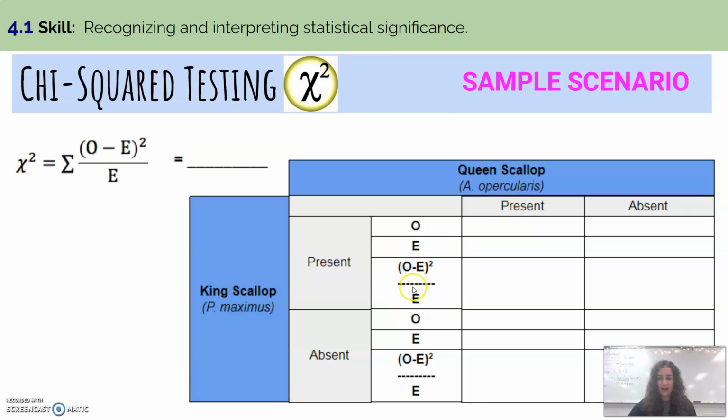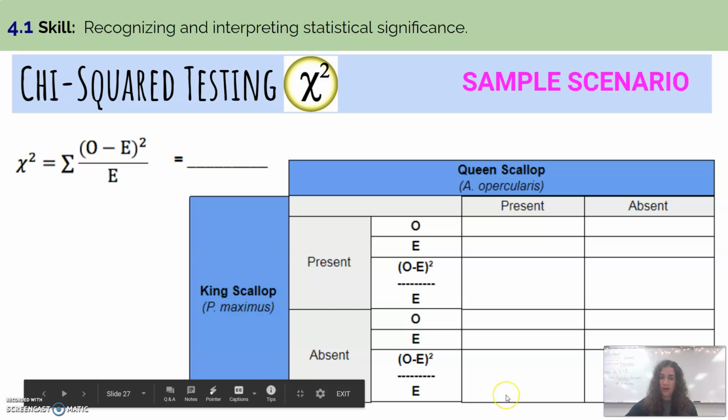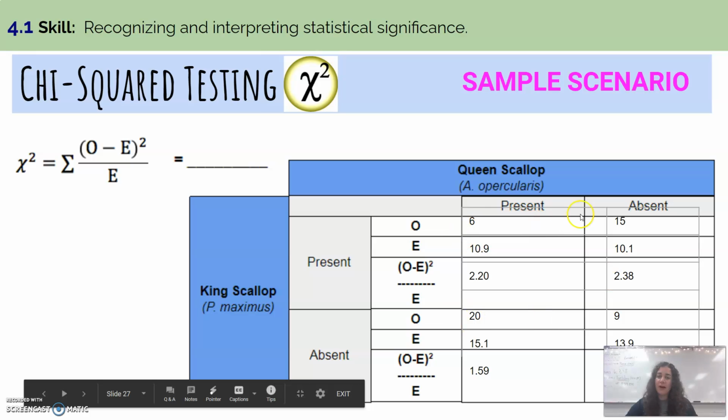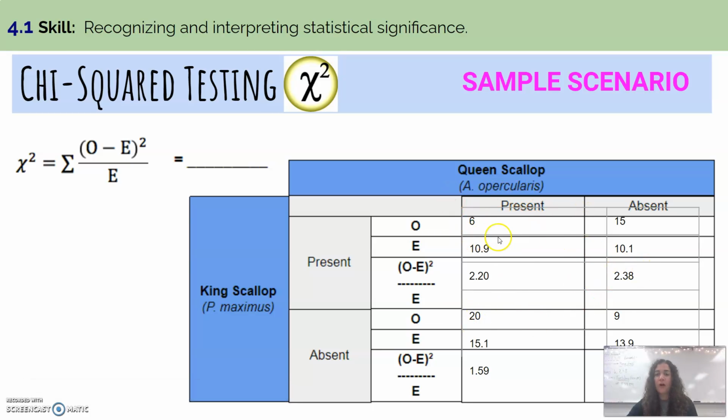So you can go ahead and do the separate calculations for the presence of both the king scallop and the queen scallop, the absence of one with the presence of the other, the presence of the queen scallop, the absence of the king scallop, and the absence of both. So I'm just going to put all those numbers in, and oh, I'm sorry, I didn't make the table invisible, but they're all in the right spot.